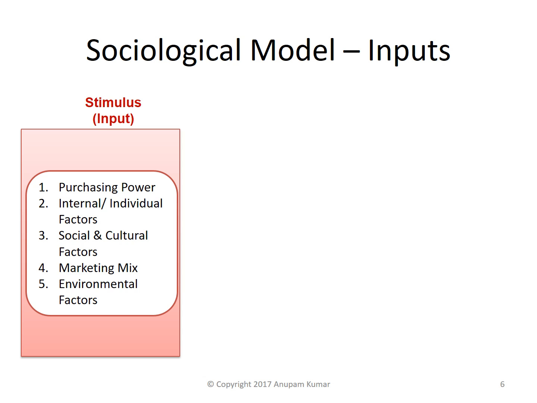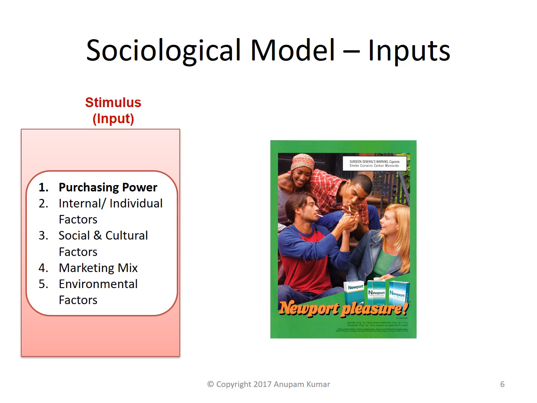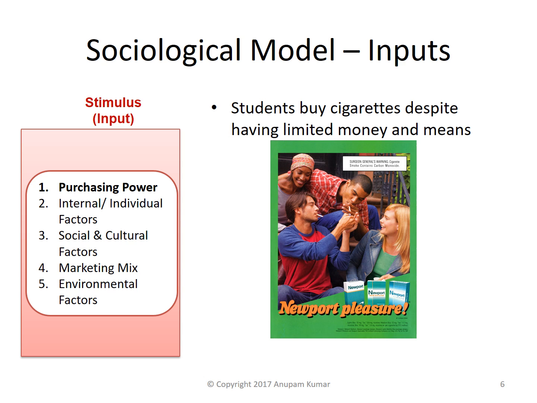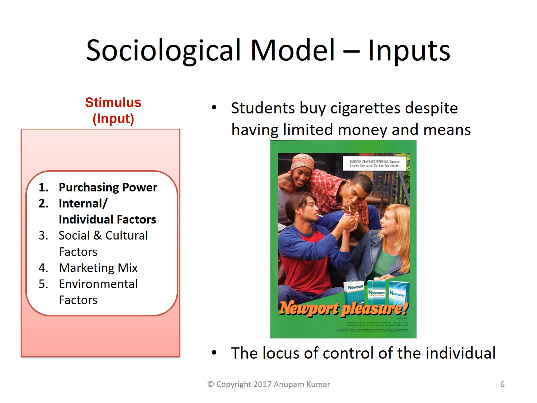Let us try and understand these stimuli with the help of a few simple examples. First and foremost, we have the purchasing power. We know that students buy cigarettes despite having limited money and means. This purchasing power of the student comes not from the money in their pocket, but rather from the pressure from their peer groups. When we talk about the internal or individual factors, we are more concerned about the locus of control of the individual, whether the individual is internally controlled or his locus of control lies outside, within his group.